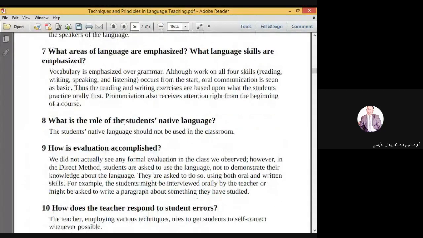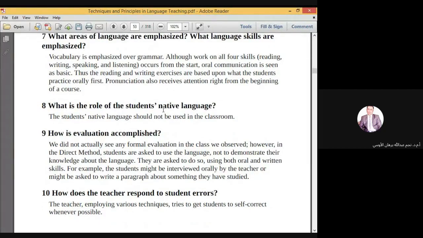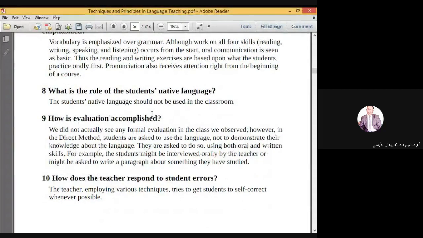8. What is the role of the students' native language? The students' native language should not be used in the classroom, but in a previous method we can use it.